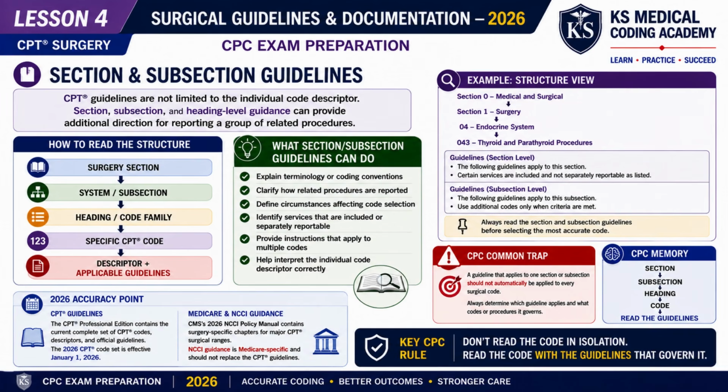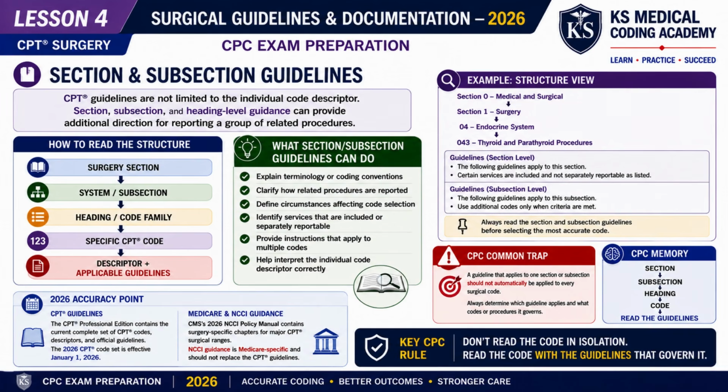Section or subsection guidelines can help explain terminology, clarify coding conventions, describe how related procedures are reported, and identify circumstances that affect code selection. They may also explain when a service is included, when additional coding may be appropriate, or how a group of related codes should be interpreted.